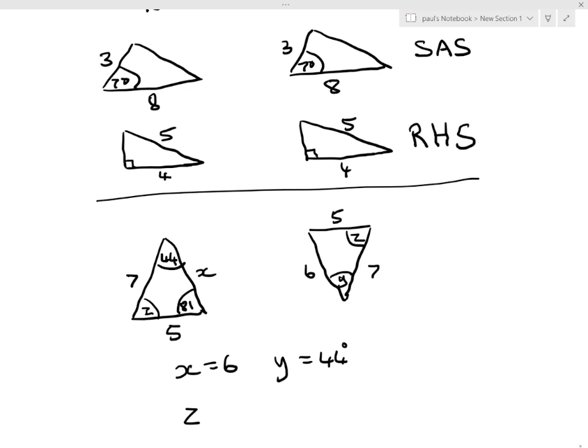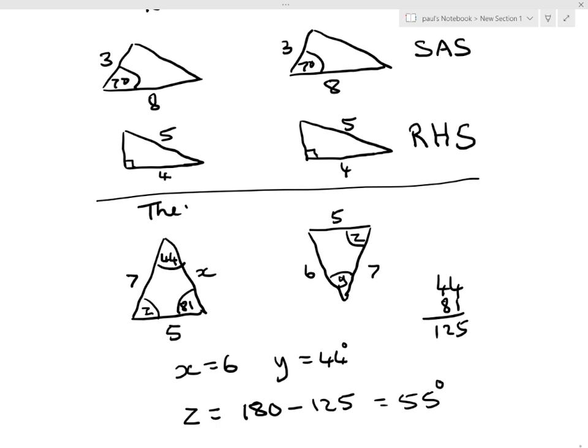So what is Z? Now all three angles add up to 180 in a triangle, so if we first of all add 44 and 81 together, we get 125, so Z is 180 minus 125, which is 55 degrees. So that's the sort of angle, and they have to say these are congruent to begin with, otherwise you've got no chance. So there you go. So that's congruent triangles.